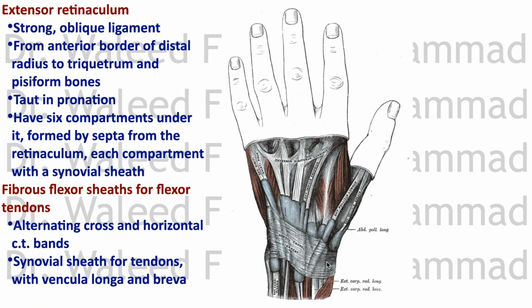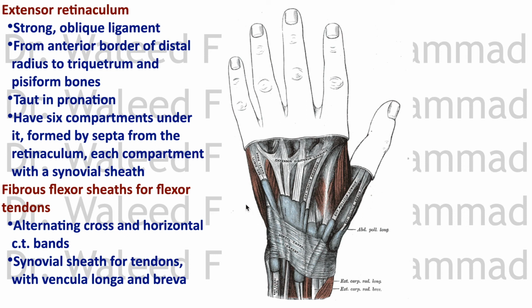The extensor retinaculum runs from the anterior border of the radius to the medial side, to the triquetrum and pisiform bones, so it's oblique. It's oblique because it gets taut in pronation. When you operate on something with your hands, you are using your pronation. And for more precise movements, you need more compression of the tendons of the extensors, to make their action more accurate.